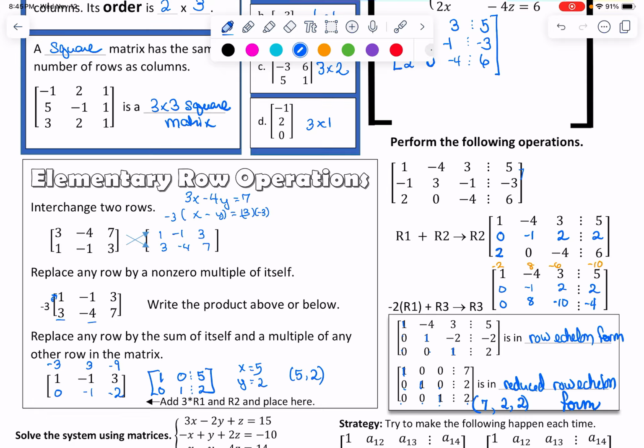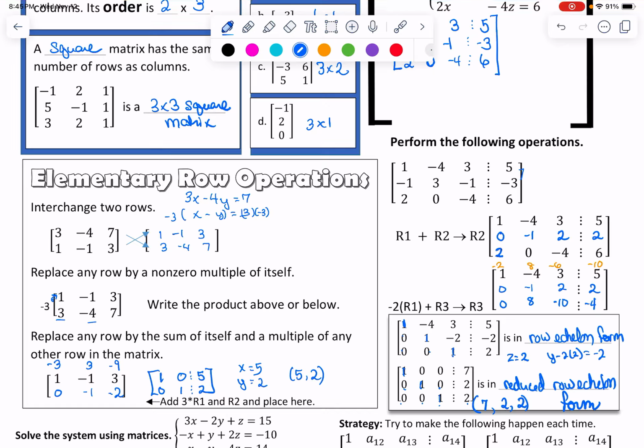So if it's in row echelon form, you have the ability to do something called back substitution. And when you back substitute, you start by saying, okay, I know what z is. Z is 2. And so I could plug 2 in for z and use my next row above, the middle row, to say 0x plus 1y minus 2 times z is equal to -2 and solve from there. And once we have z and y, we can substitute them back into the top row. 1x minus 4 times whatever y is, plus 3 times the z, which is 2, is equal to 5.